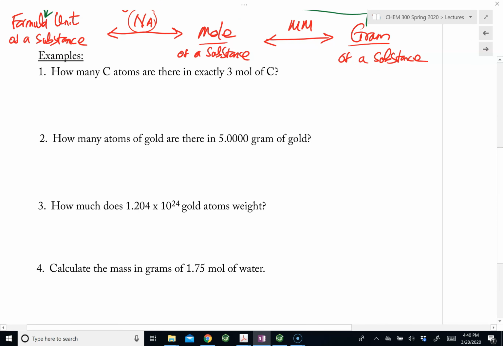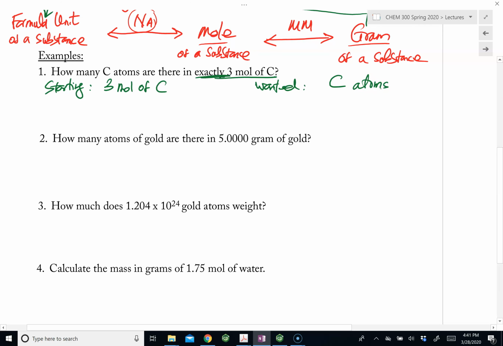Number 1. How many carbon atoms are present in exactly 3 mole of carbon? So here in this case, our starting units will be 3 mole of carbon, and we're asking for carbon atoms. So again, let's set this up by using dimensional analysis. And whenever we solve this kind of problem, we should always use dimensional analysis here in this class. So our starting unit is 3 mole of carbon. And please note that this 3 mole right here is exact as we've been told. And the wanted unit in this problem will then be carbon atoms.